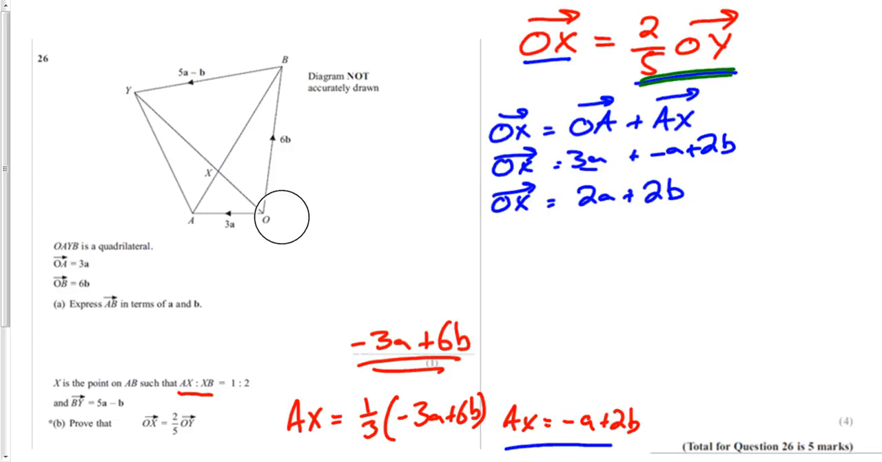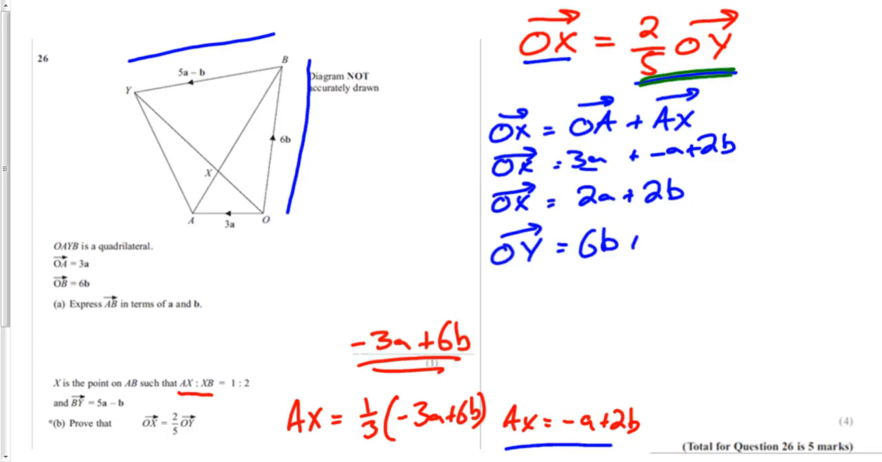So let's have a look back at our diagram. And to get from O to Y, it's quite a simple one. You go from O to B, and then we go from B to Y. And writing that down gets us 1 mark. So O to Y is 6B plus, and then the next journey from B to Y, which is 5A minus B. So if we simplify that, we get 5A, and we get 6B take away B, which is 5B.